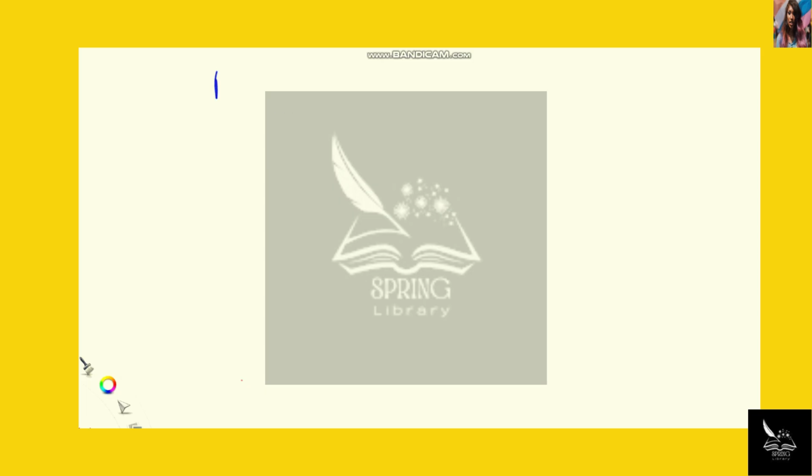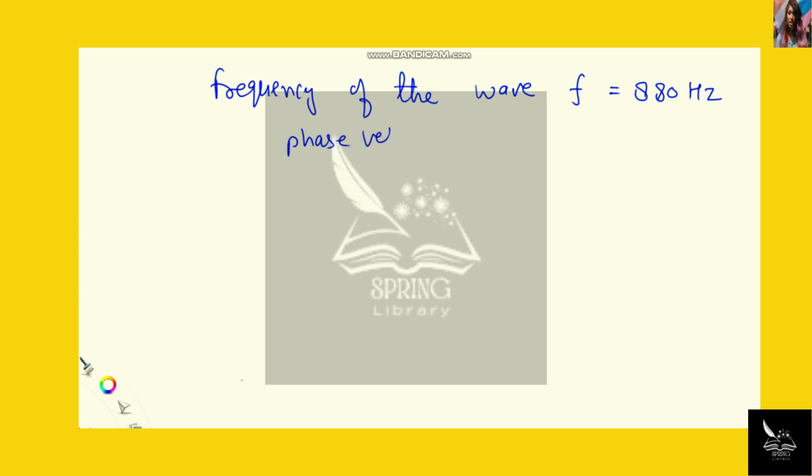Hi, here in this given problem, the frequency of the wave, that is f, is equal to 880 hertz. Phase velocity means the velocity with which the wave is moving in forward direction, that is v, is equal to 440 meter per second in the first part of the problem.